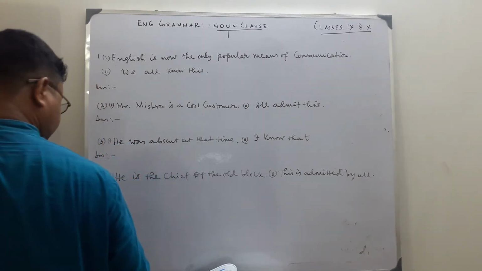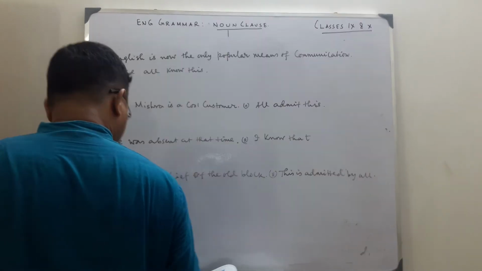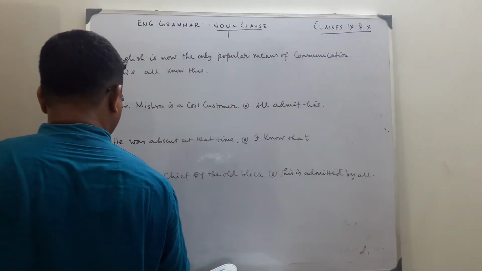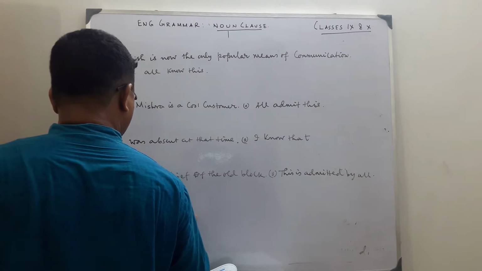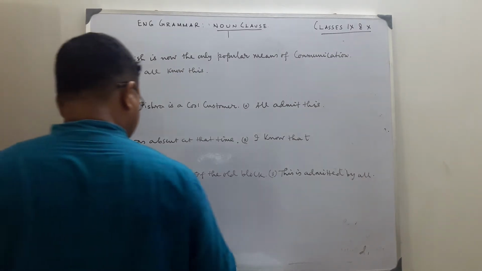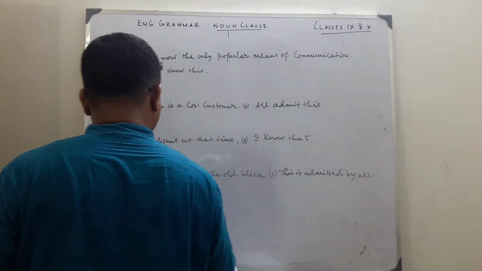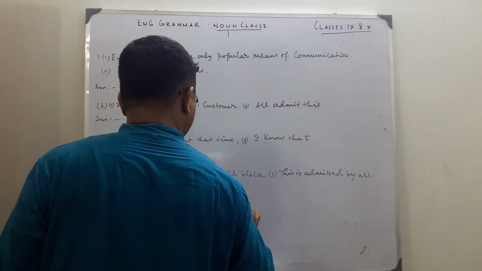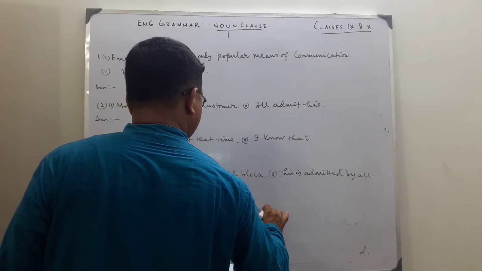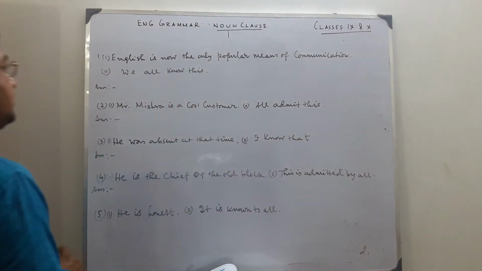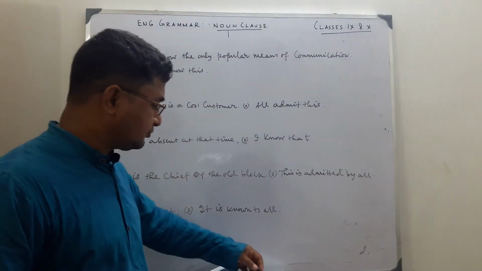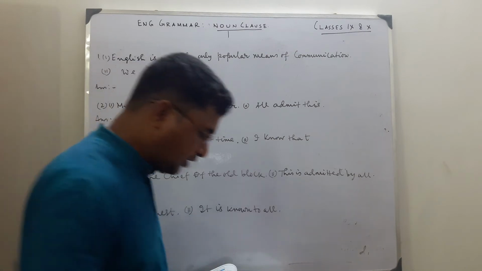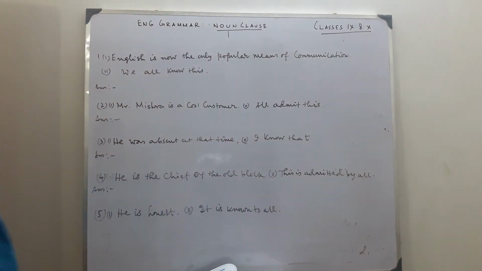Number 5, he is honest. Okay, next sentence, it is known to all. Okay, suppose these exercises are there for you, then what will you do to solve them into noun clause?